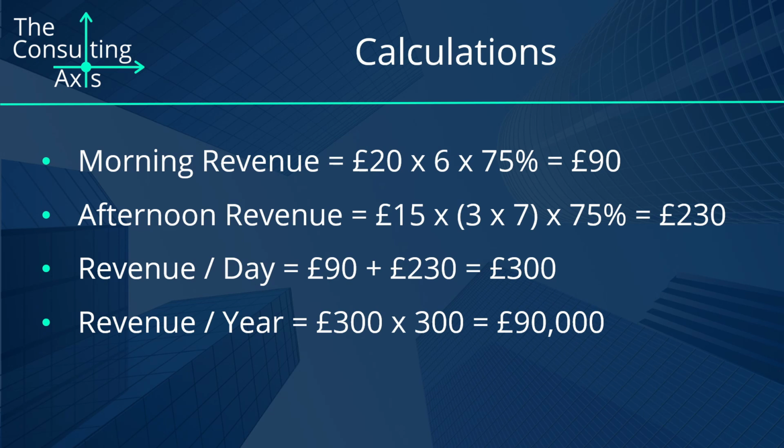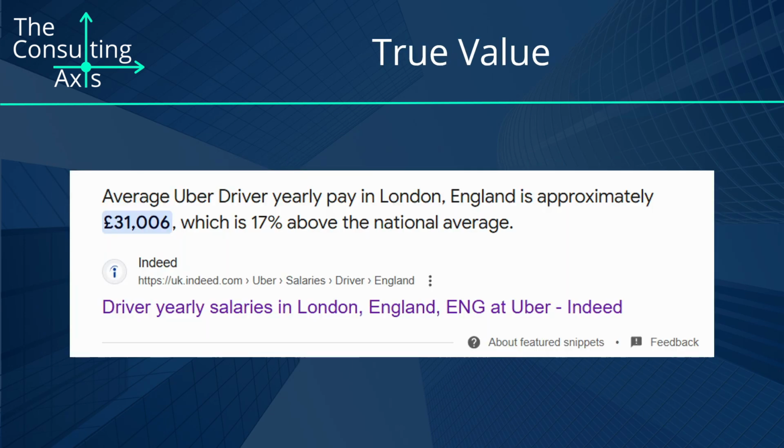Now, this does seem quite high, and I believe that our assumptions with the wait time between trips and the price per trip is possibly too high. Additionally, I've not factored in any breaks, even for food. Now, if you look at the true value, it's approximated to be closer to £30,000, which is a third of the answer that we got.